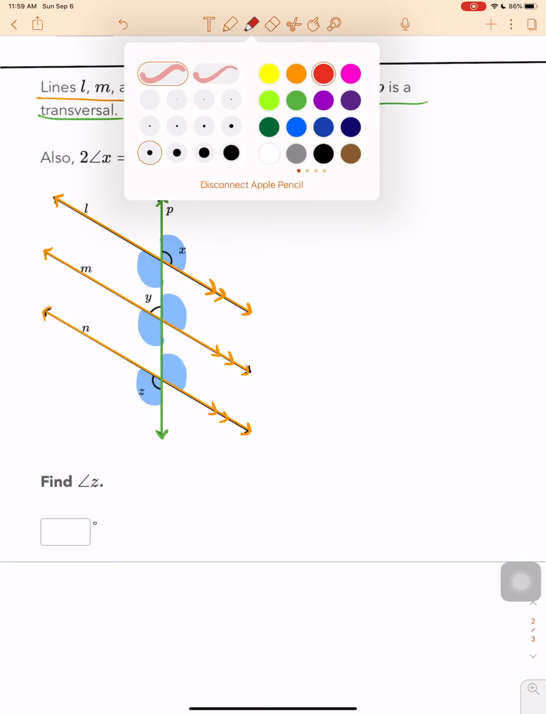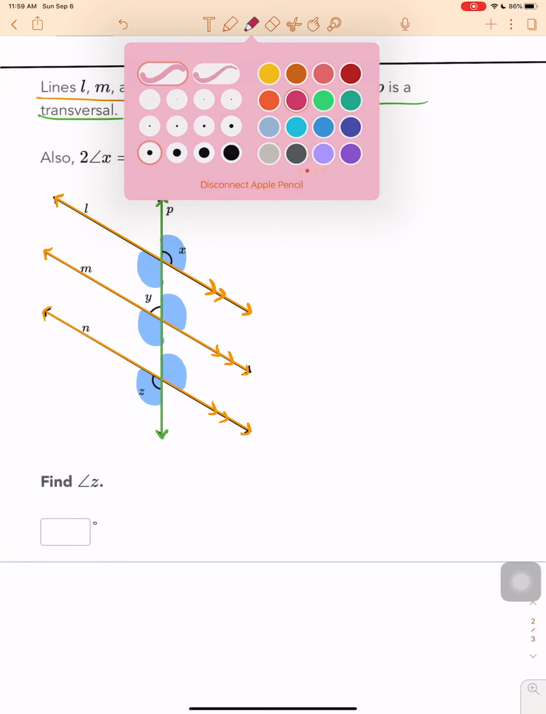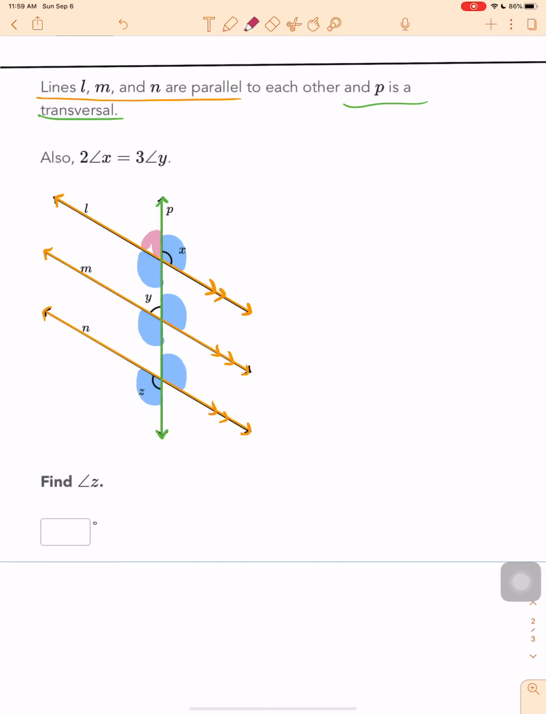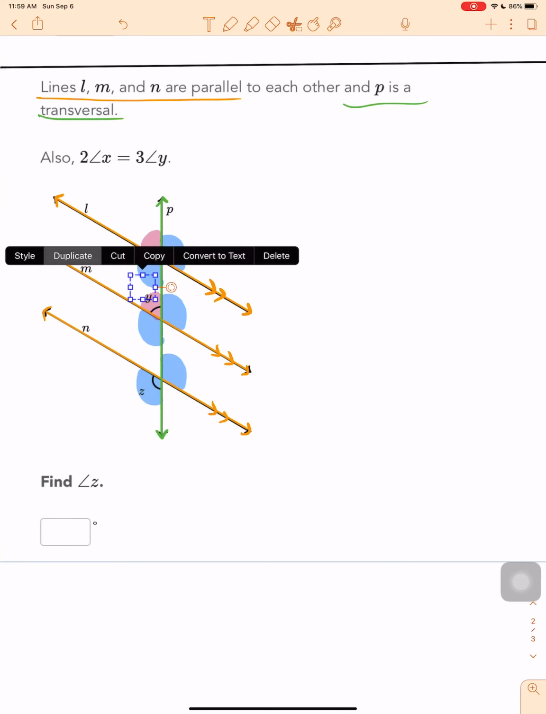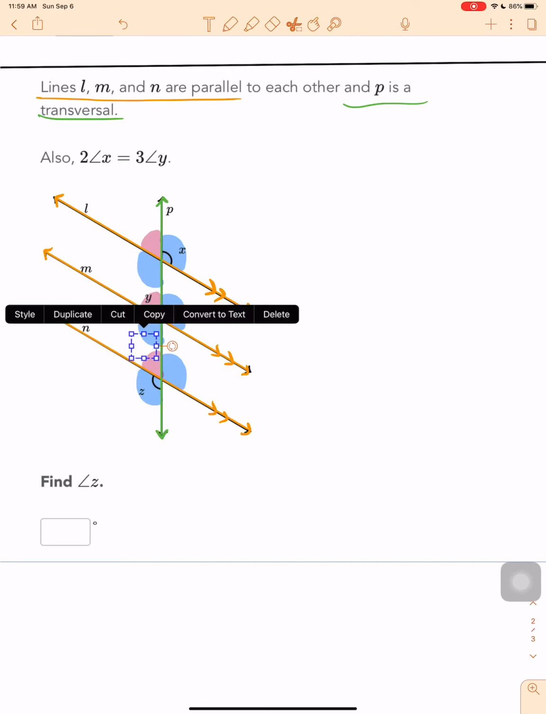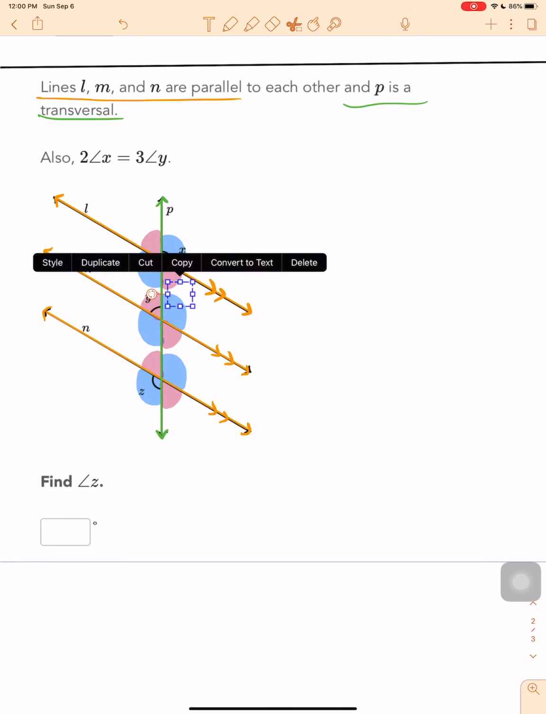And then let's mark all the others. I want to use that color. So then this angle here, duplicate it and drag it down to its corresponding angle, and this corresponding angle here, and then flip it over to its vertical angle, and then line up all those other corresponding angles here. Okay, so now we can see a little bit more about which angles are equal to each other.